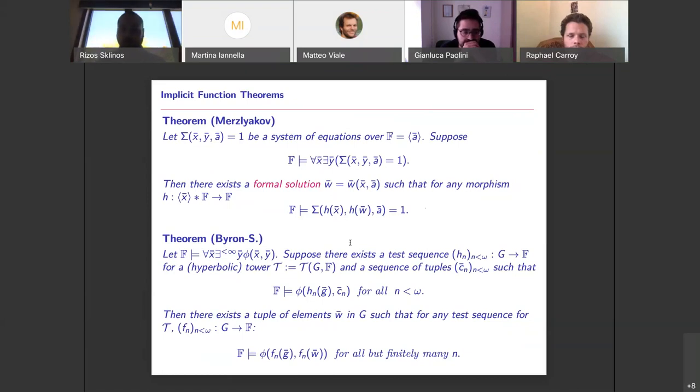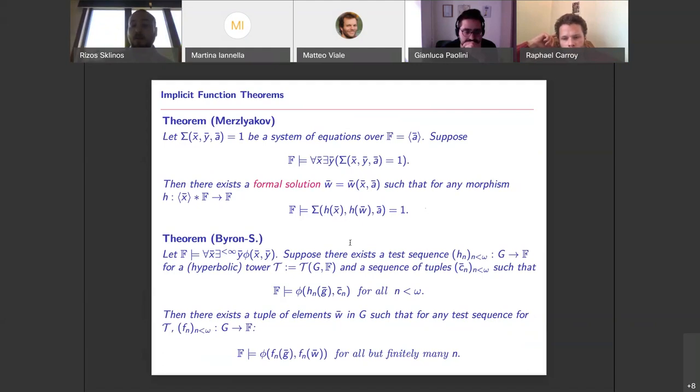We also have to add that I do not have it holding for all sequences, but I would have it hold for a test sequence. I don't want to make it even harder and more technical and talk about hyperbolic towers, but let's simplify things and suppose I have it for any tower. So if I have, for a tower, a test sequence and a sequence of tuples c_n that satisfy the formula, then I can find a formal solution.